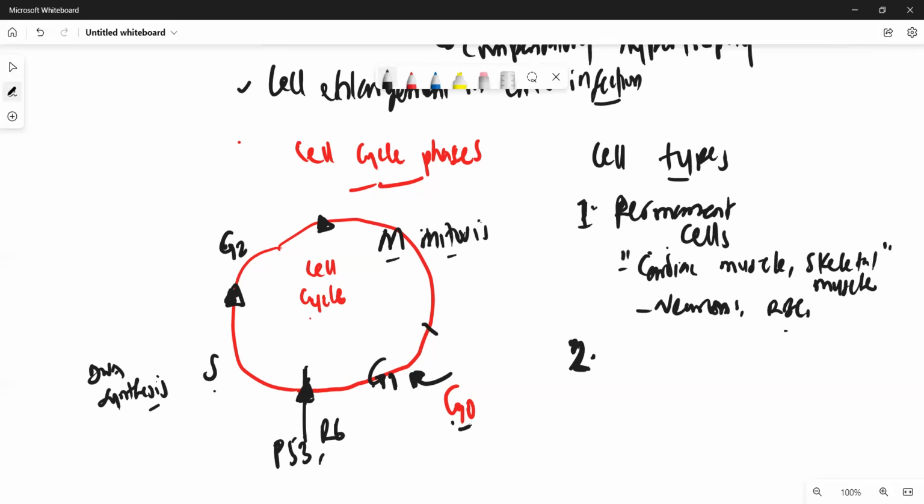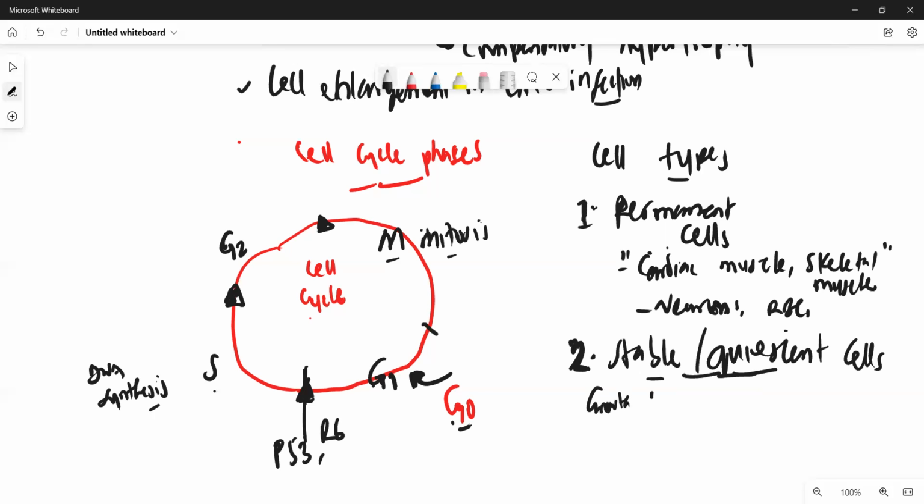So we spoke about permanent cells. The next one is going to be our stable cells. We also call them quiescent cells. These stable cells are also always in the G0 phase, but if something stimulates them, like growth factor, or if there's any injury to them and they want to repair, they can move from the G0 phase to the G1 phase, then go through the cell cycle and divide.